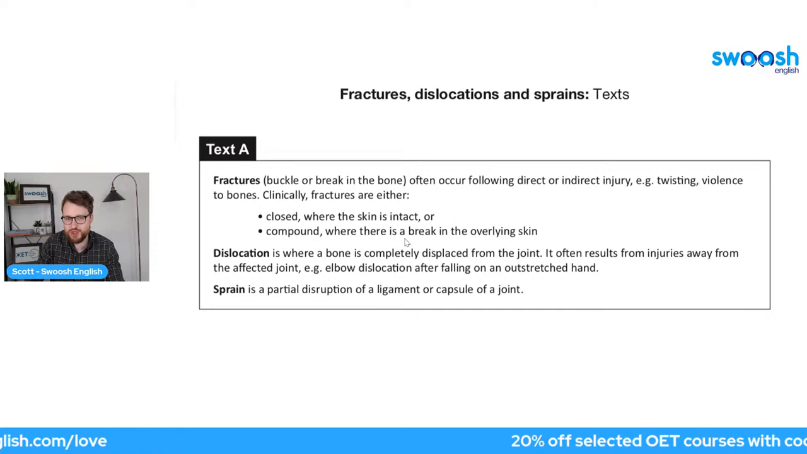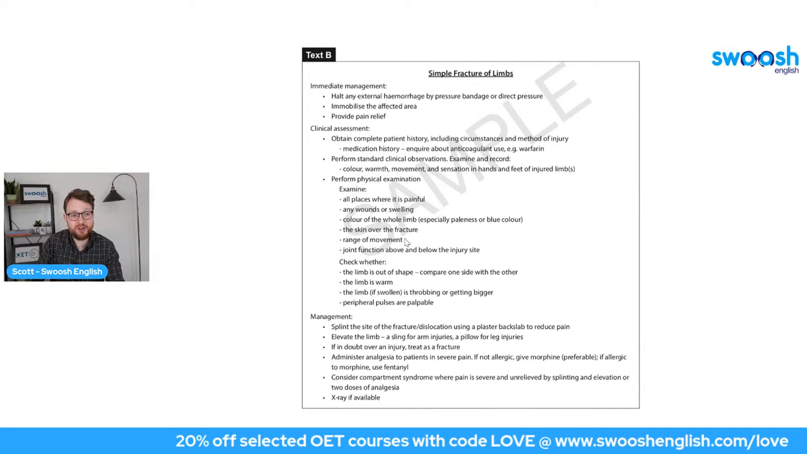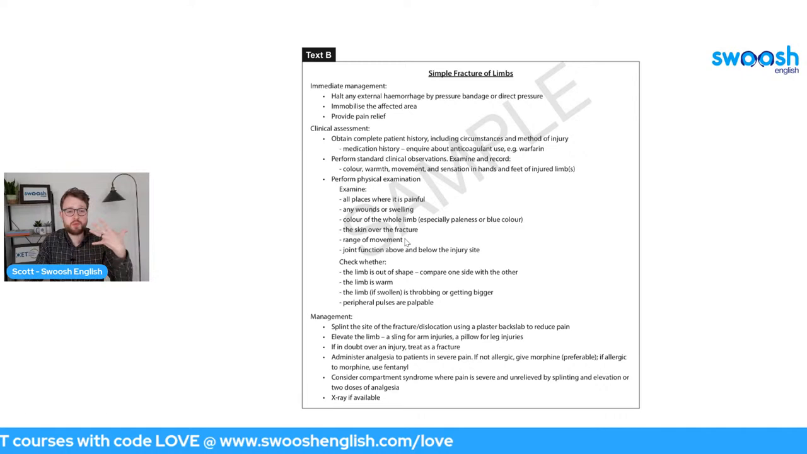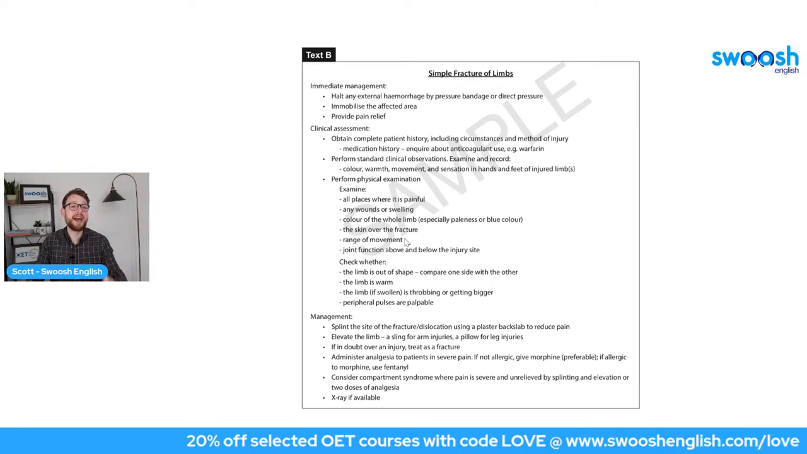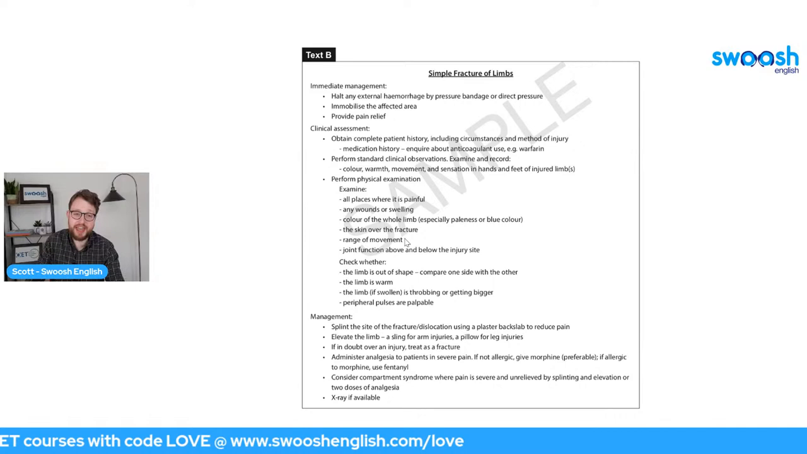3, 2, 1. All right, text B. Once again, take a note of the headings and the subheadings. In doing this, we're going to try and get an overall gist about what the texts are about, which will help us in our time management later on when we're trying to identify the details. Also essential for the text matching activity. So once again, guys, headings and subheadings, take a note of them.